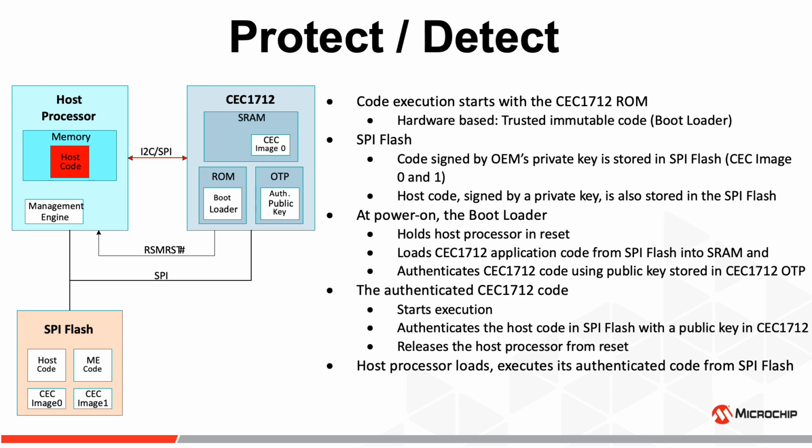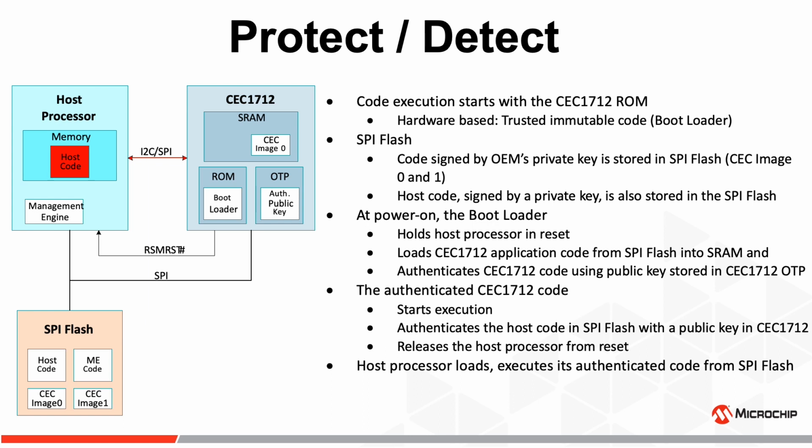The CEC 1712, again, has started with the ROM in here. It will then go out to the SPI Flash, pull the image from the SPI Flash into the SRAM in here, and then use the CEC 1712 public key that is stored in the one-time programmable memory to validate the image and the signatures of the image. If that image is encrypted, it will also decrypt that image and then allow it to start running.